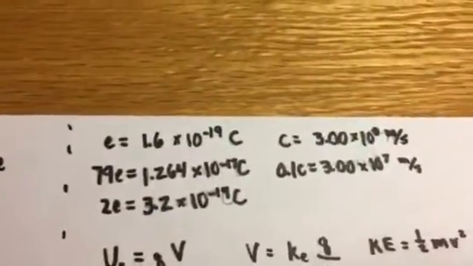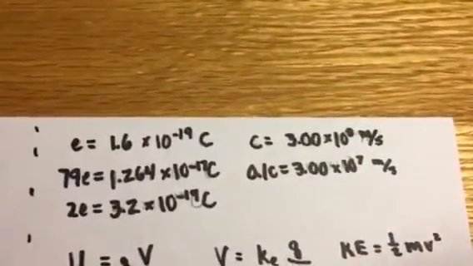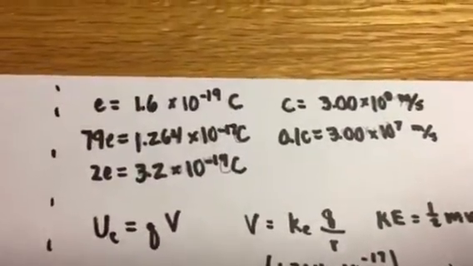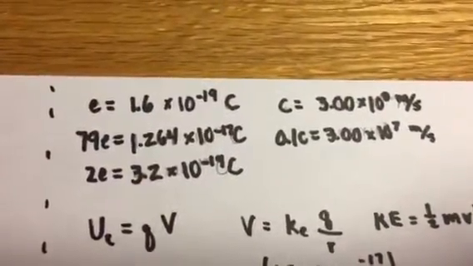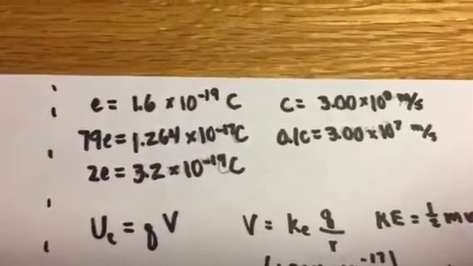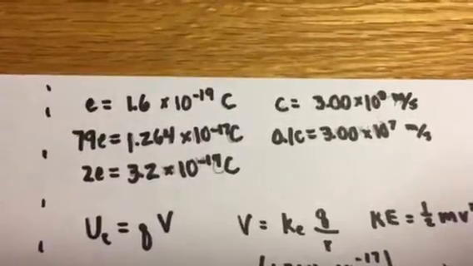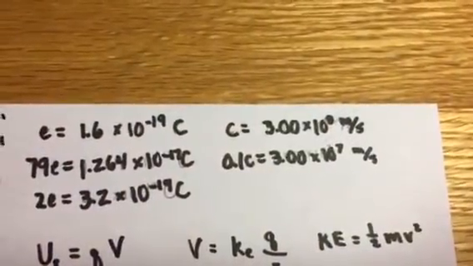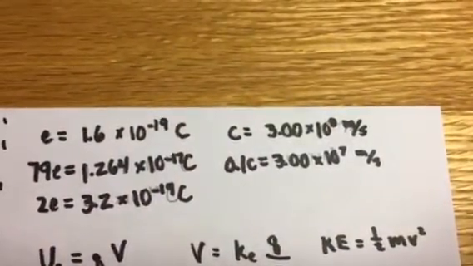So the first thing I did was convert e to coulombs, and c, the speed of light, to meters per second. And I got 79e equals 1.264 times 10 to the negative 17th coulombs, and 2e equals 3.2 times 10 to the negative 19th coulombs, and 0.1c equals 3.00 times 10 to the 7th meters per second.